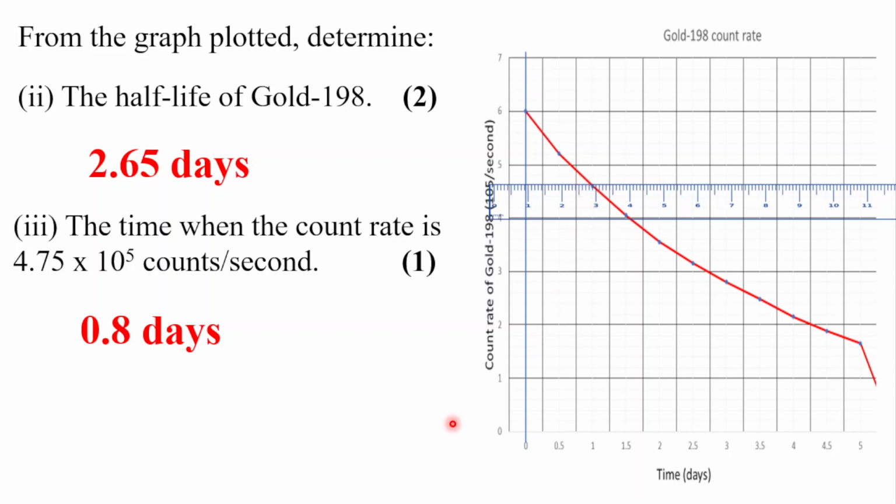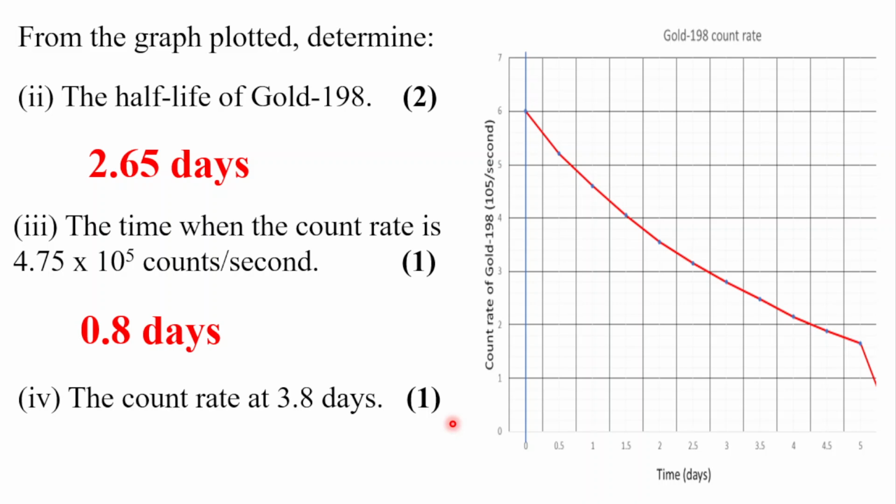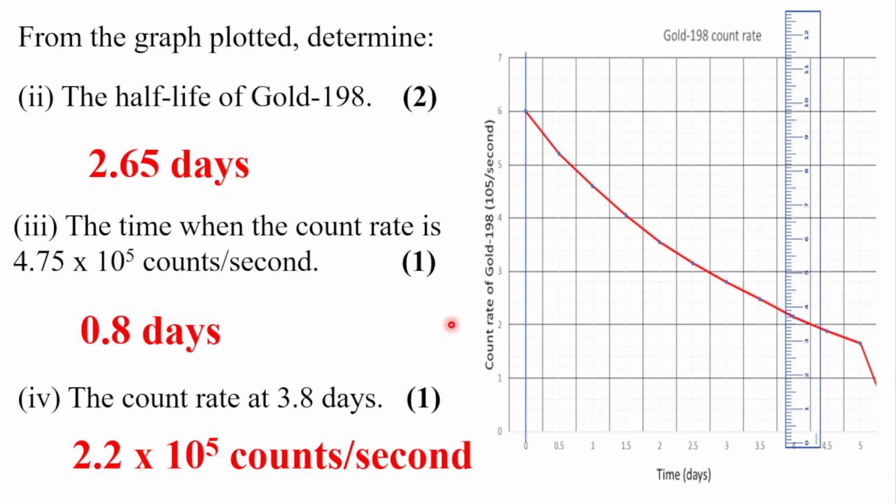All right. So the next part of the question now says the count rate at 3.8 days. So look for 3.8 days with the ruler. So here is 3.75. And so 3.8 is pretty much right there. And so you're going to look at where the line goes all the way over to the y-axis, and that's going to be about 2.2 times 10 counts per second. All right, and so that now answers that part of the question.